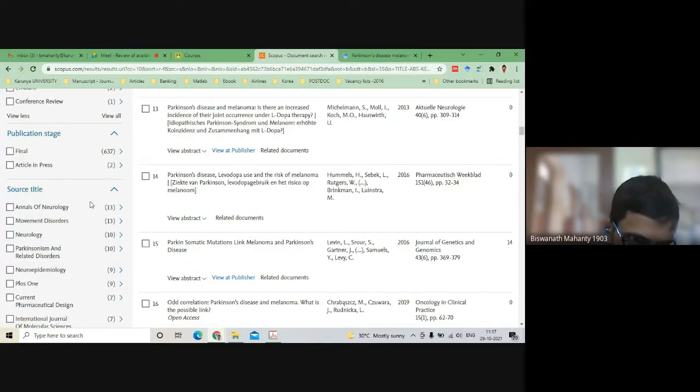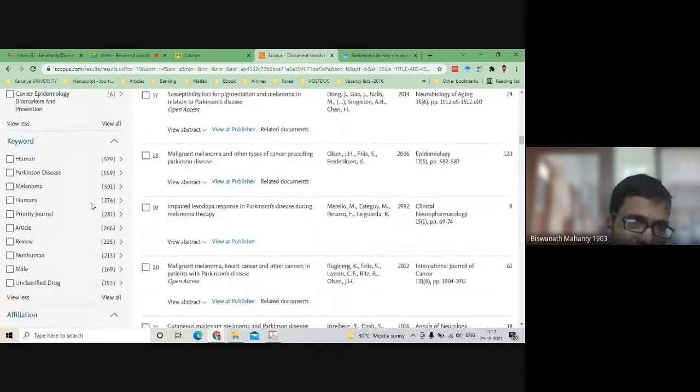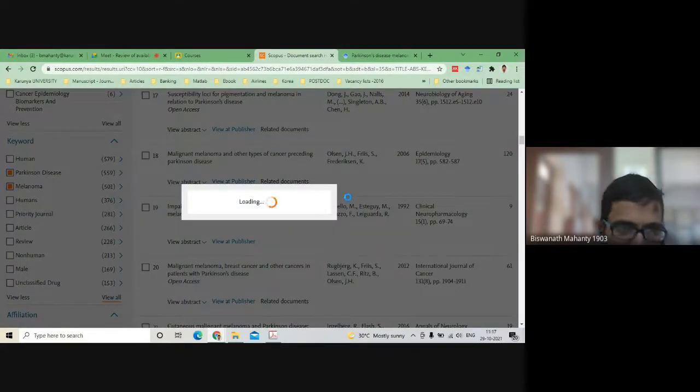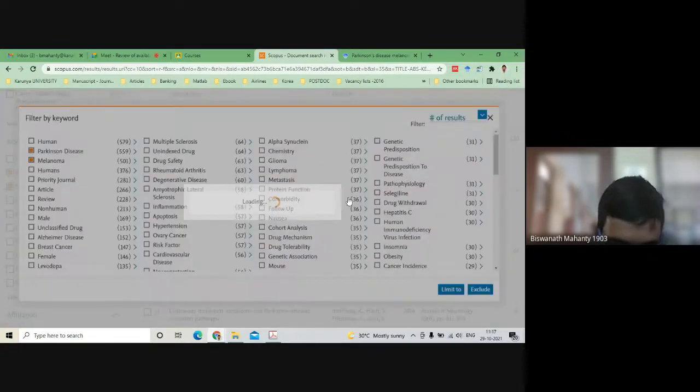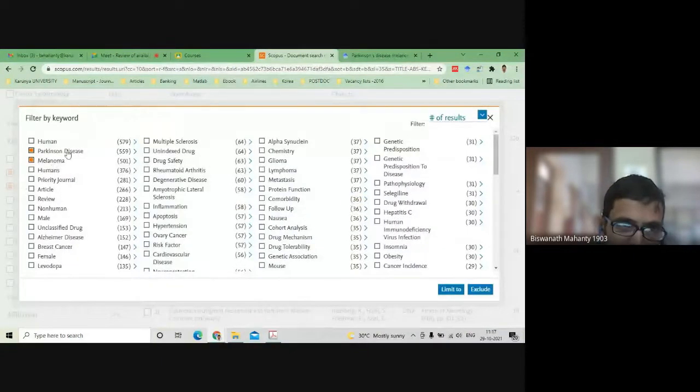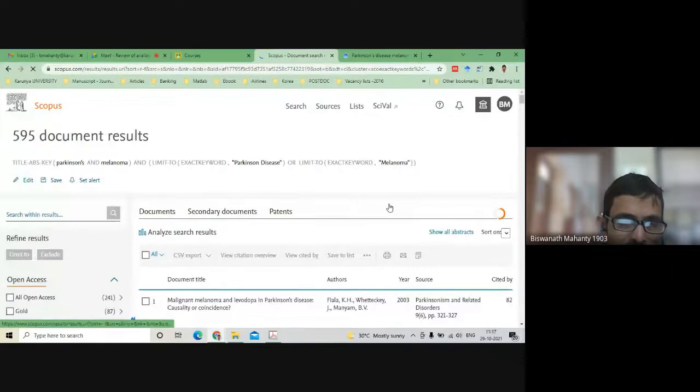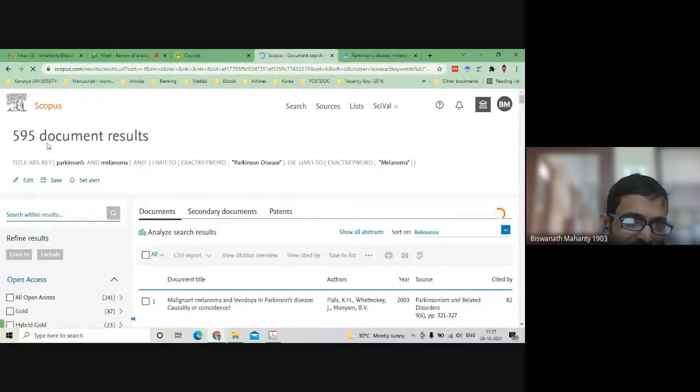Okay. And I will also show you the keywords. Parkinson's disease, I want to have as my keyword. Melanoma also, I want to have as my keyword. For example, if I want to limit my search, please listen very carefully. I want to limit it so that Parkinson's disease and melanoma should be there. I'm limiting. Still, I'm having 595 documents where in abstract, title or keyword, these things are there.